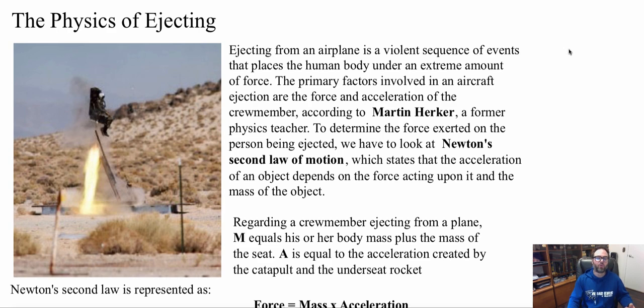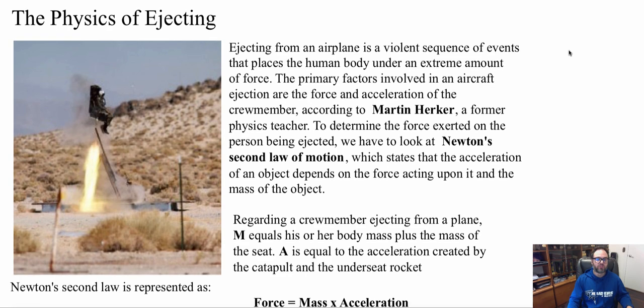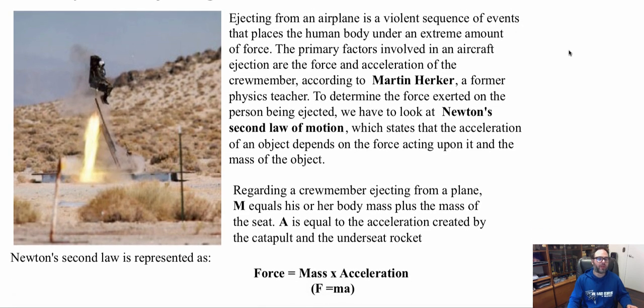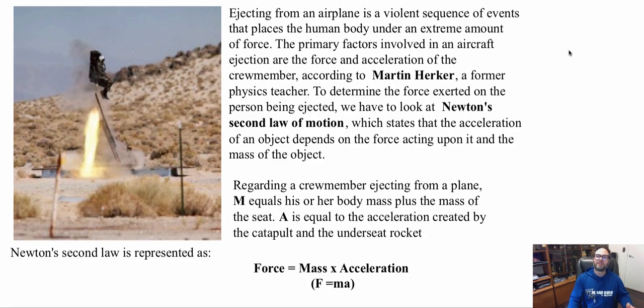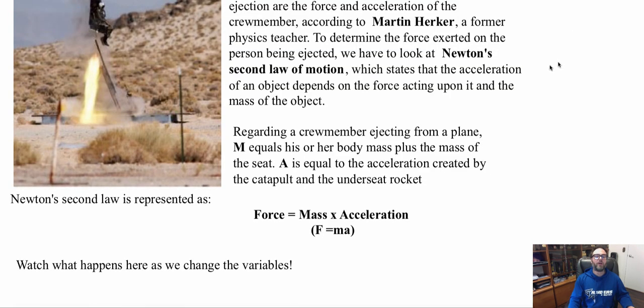To determine the force exerted on the person being ejected, we have to look at Newton's second law of motion, which states that the acceleration of an object depends on the force acting upon it and the mass of the object. So regarding a crew member ejecting from a plane, mass is equal to his or her body mass plus the mass of the seat. A is equal to the acceleration created by the catapult and the underseat rocket. Newton's second law is represented by force is equal to mass times acceleration.